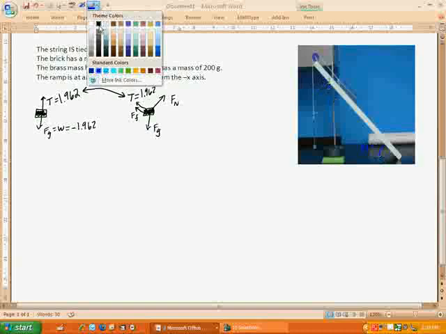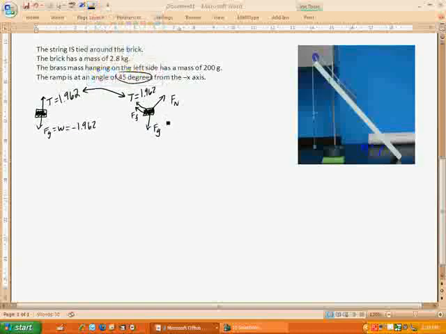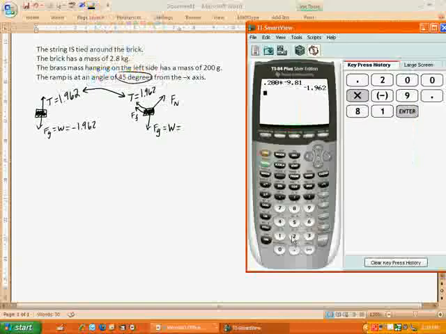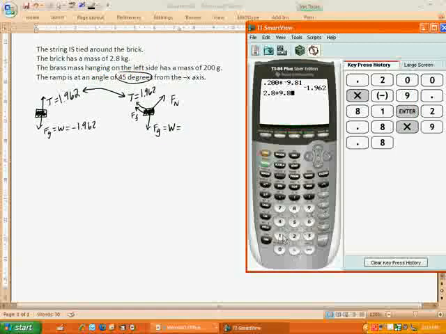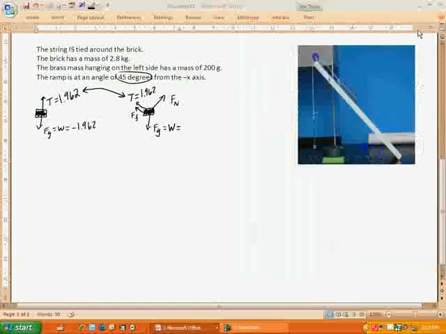But then we'll go ahead and we can also find the force of gravity, which is the weight, of course. So that's 2.8 kilograms times 9.81. Of course, it's going down, so it'll be negative. So 27.468 will be that one right there. And so now all I need to find is the normal force and the frictional force.